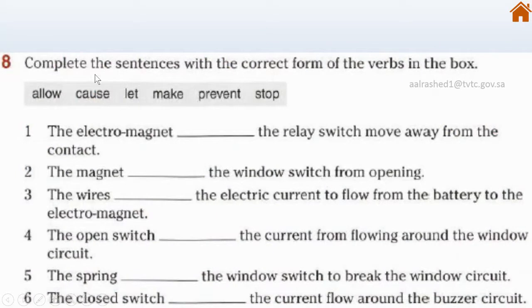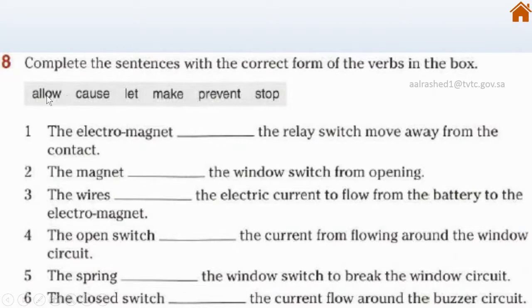Okay, for 8, we need to complete the sentences with the correct form of the verb in the box. So we have these verbs. We need to put them in the correct blank. As we said before, each one represents use. For example, cause is used if the subject is not the doer of the action, okay? What was responsible or the reason for the object to have an action. It requires the preposition to.